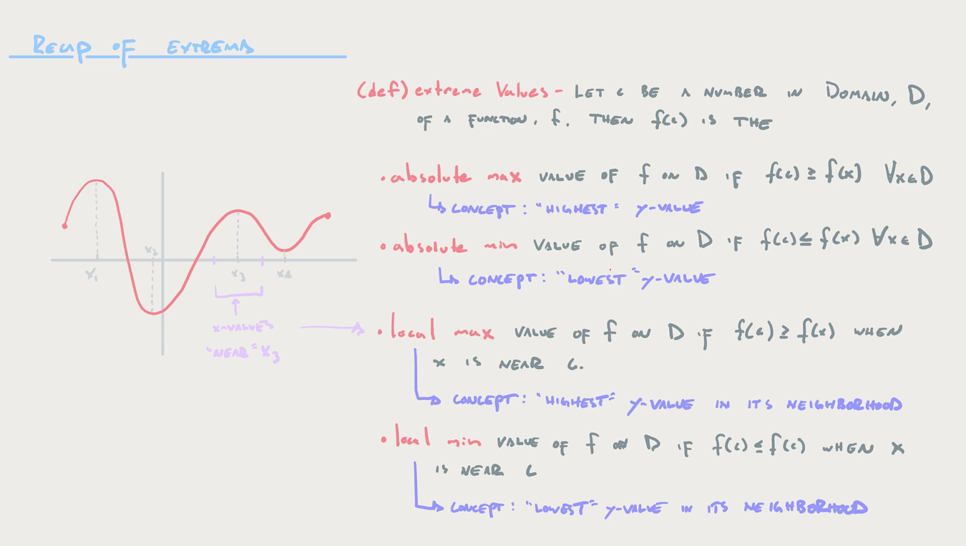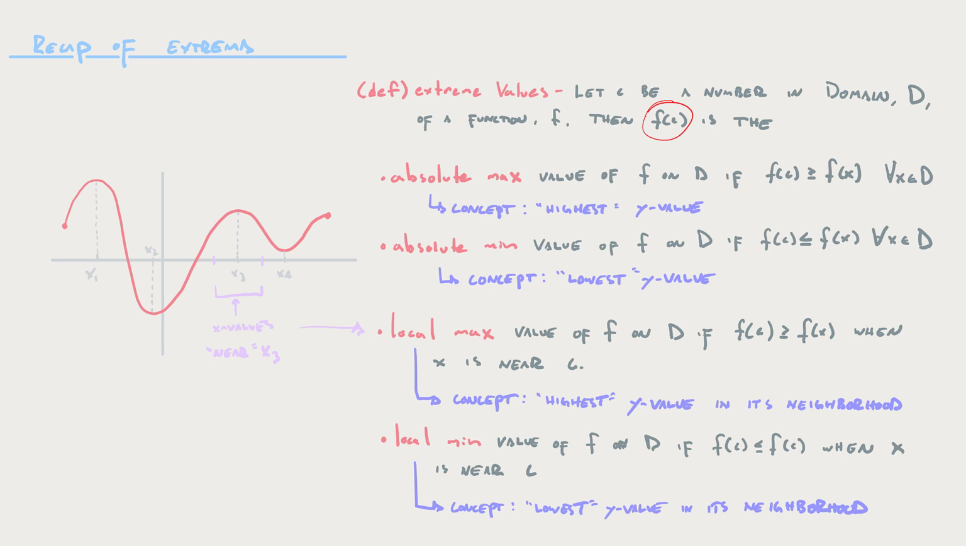Here's the stipulated definition of extreme values in general, of extrema. We're going to let c be a number in the domain of some function. We're going to call the domain D. Then f of c is defined to be the absolute max value of f on D if f of c is greater than or equal to f of x for all x in D. And I don't think I'm going to read every single one of these, but that's kind of the main idea. In this definition we're using f of c to be whatever the max or min is, maybe absolute or local, depending on the definition that you're looking at.